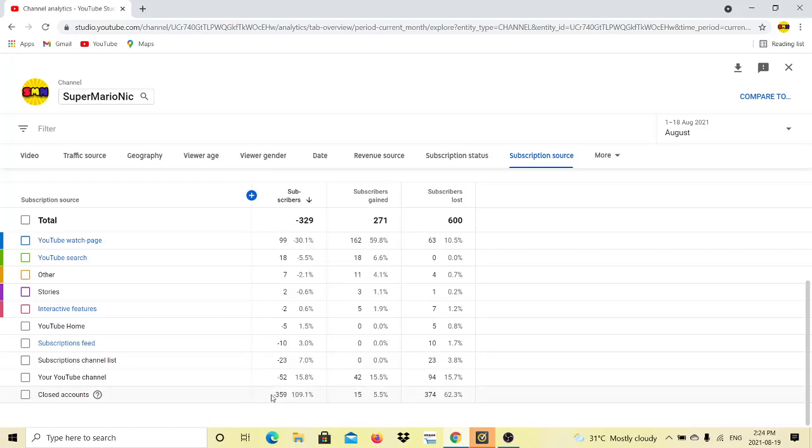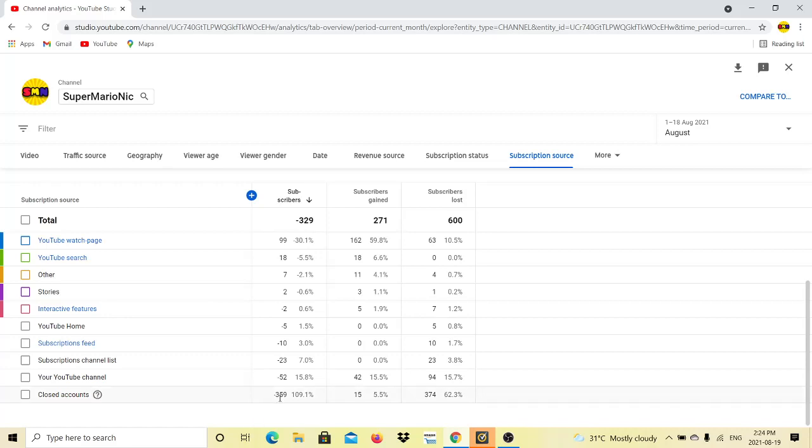Now what does that mean? As you can see, there are barely any gains in subscribers from there, although there are a ton of gained subscribers in here. So it kind of raises a question as to how exactly this is working. The YouTube watch page is 162 gained subscribers, whereas the closed accounts is negative 359. And that doesn't make any sense.